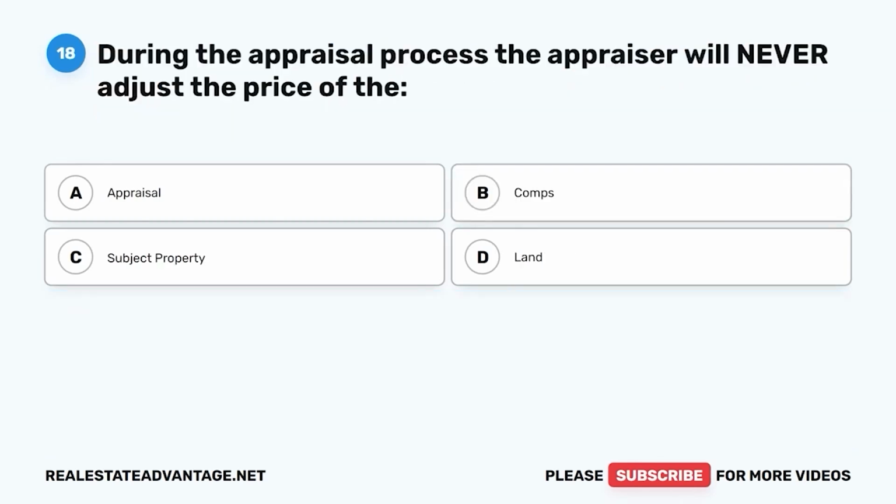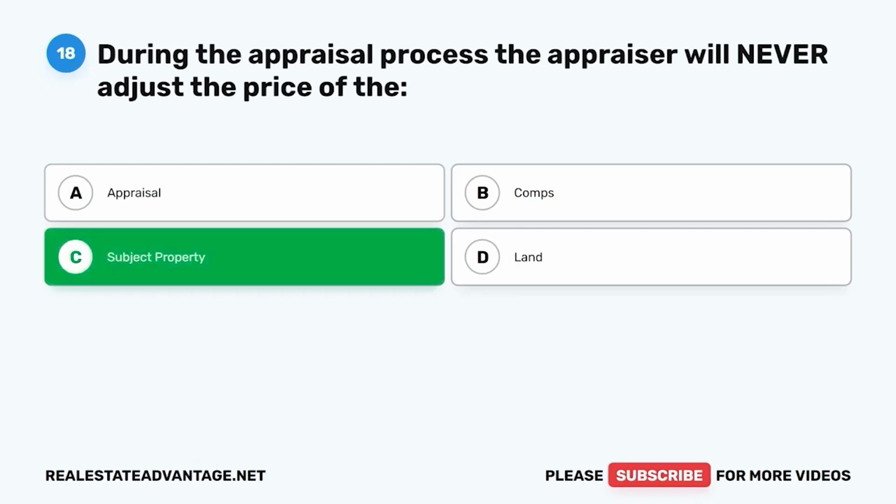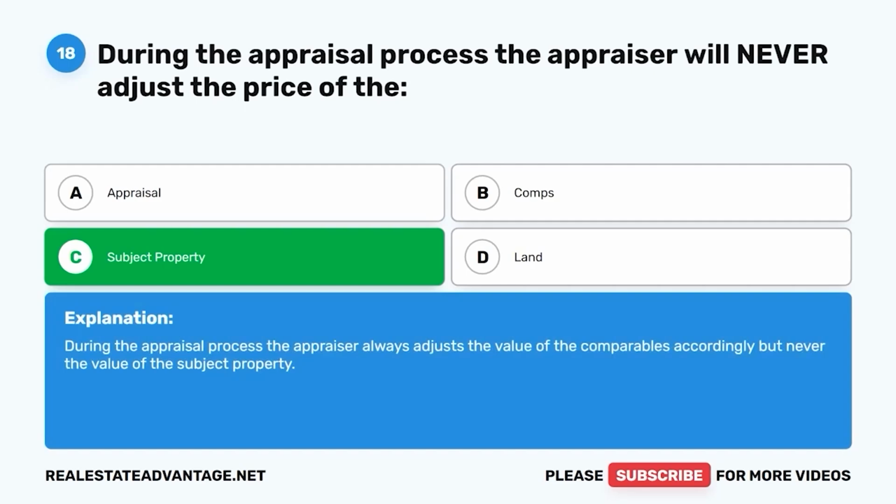Question 18. During the appraisal process, the appraiser will never adjust the price of the A. Appraisal. B. Comps. C. Subject property. D. Land. The correct answer is C. Subject property. During the appraisal process, the appraiser always adjusts the value of the comparables accordingly, but never the value of the subject property.